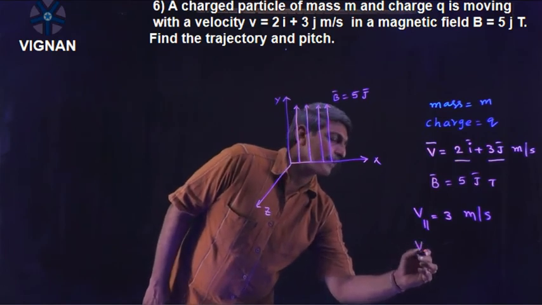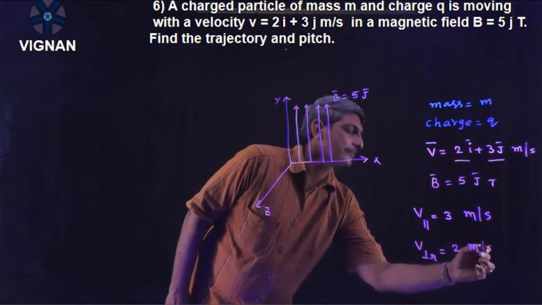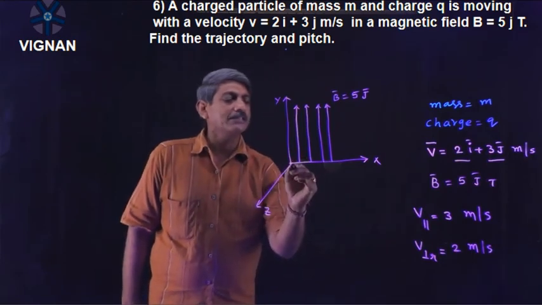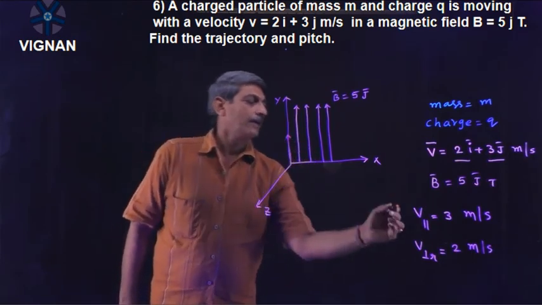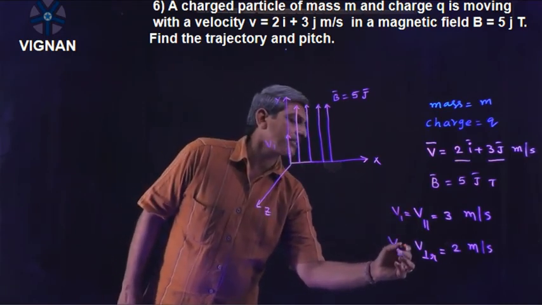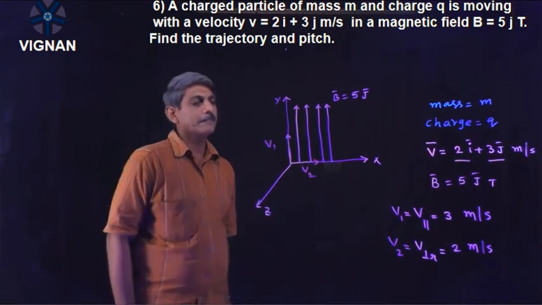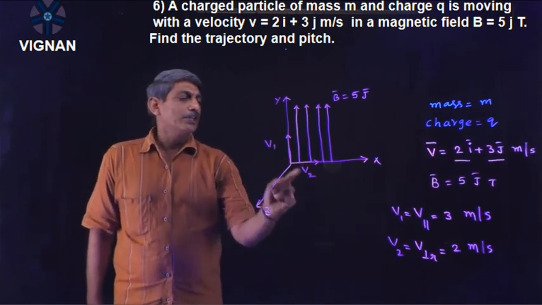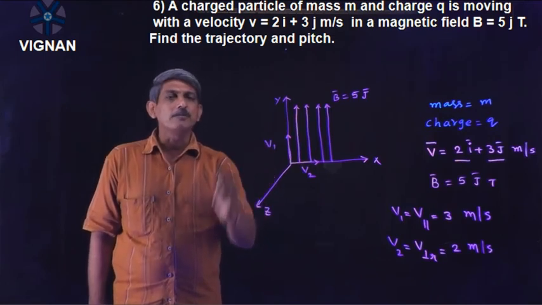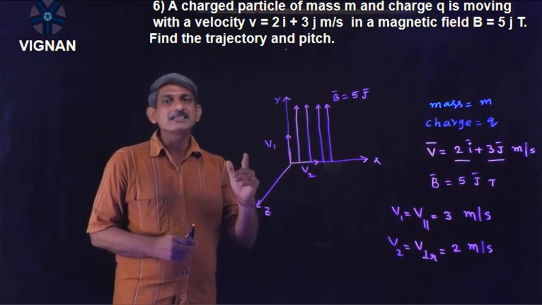And what is the component perpendicular to the direction of the magnetic field? That is equal to 2 meter per second. So this 3 meter per second is parallel to the direction of the magnetic field like this. Let it be V1, and this perpendicular velocity V2 is perpendicular to the direction of the magnetic field like this. Now, due to this perpendicular component, the particle describes a circular path, and due to this parallel component, the particle advances in the direction of the magnetic field, so that the structure is a helix.